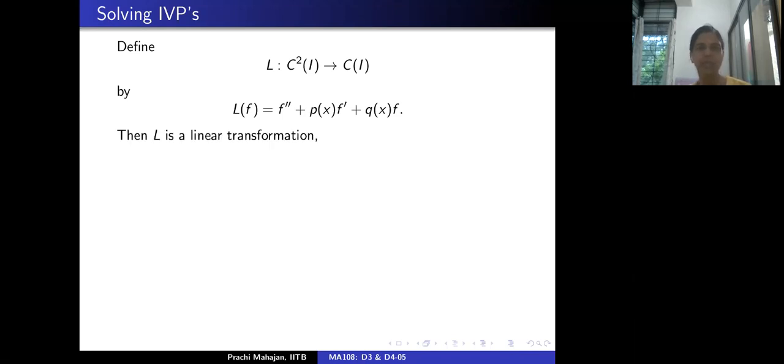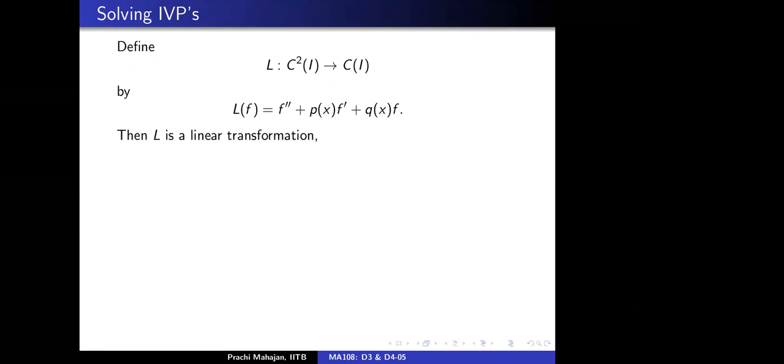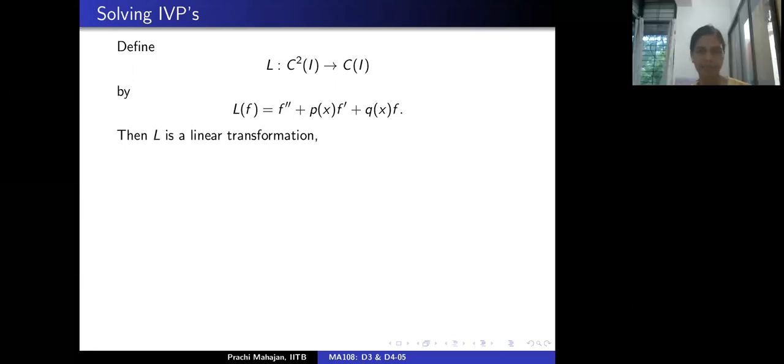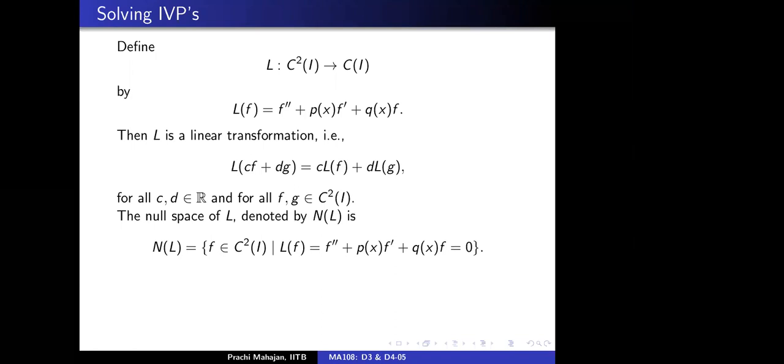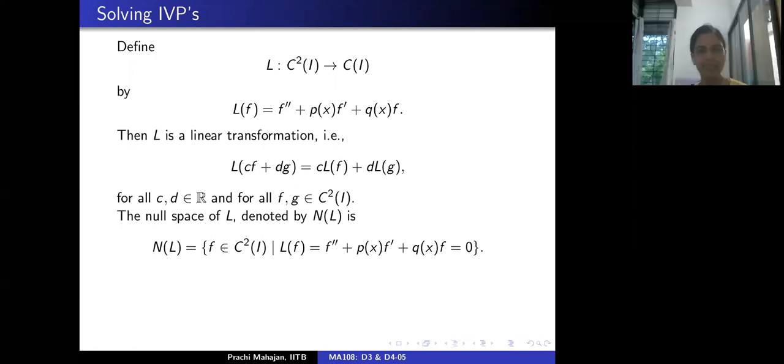Yes? Okay. Now, please check that L is a linear transformation. What does it mean? It means that if you have any two functions f and g which are twice continuously differentiable on the interval I, and c and d are any arbitrary real numbers, then L applied to cf plus dg gives the same output as L applied to f multiplied by c, added to L applied to g multiplied by d, correct?